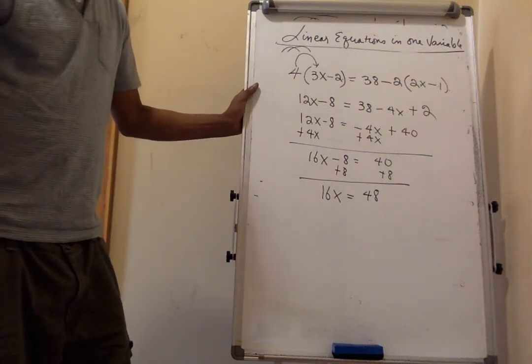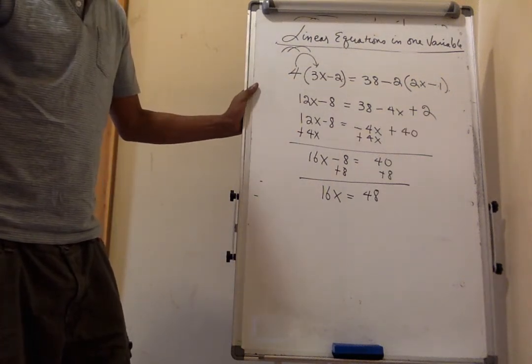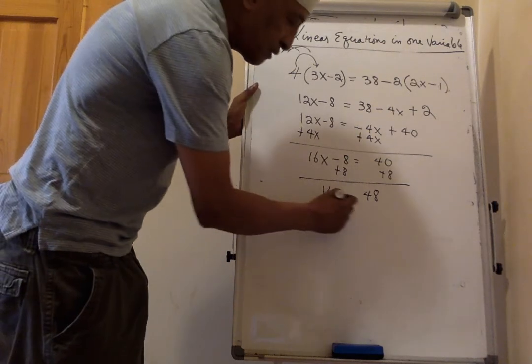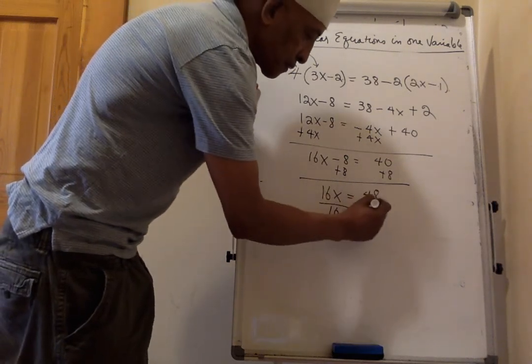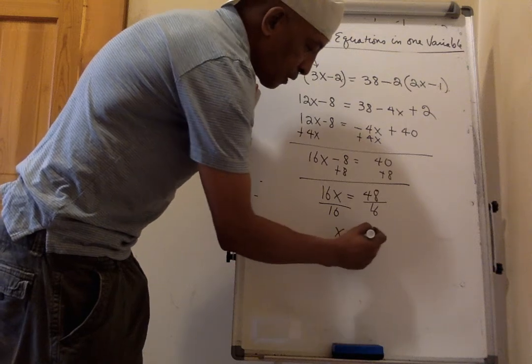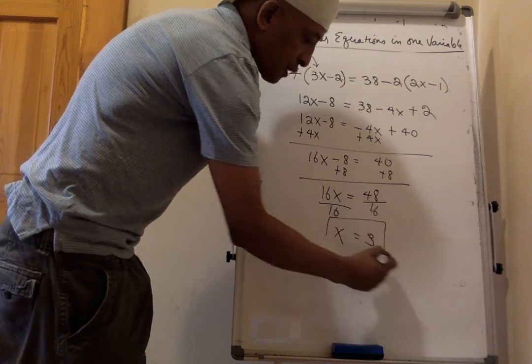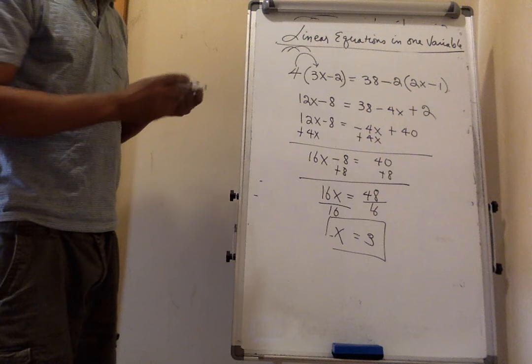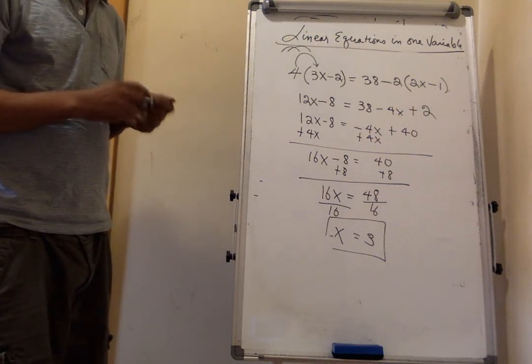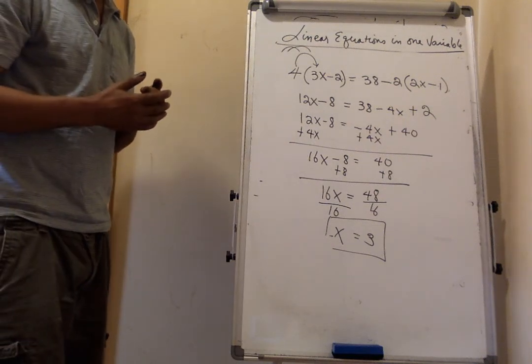Now, in order to get rid of 16, I have to divide. Then x is equal to 3, and you're done. So it is pretty much straightforward. Just follow the steps, and I think you'll be fine.